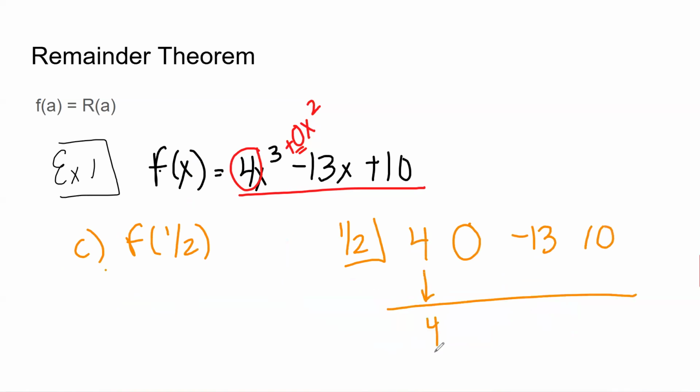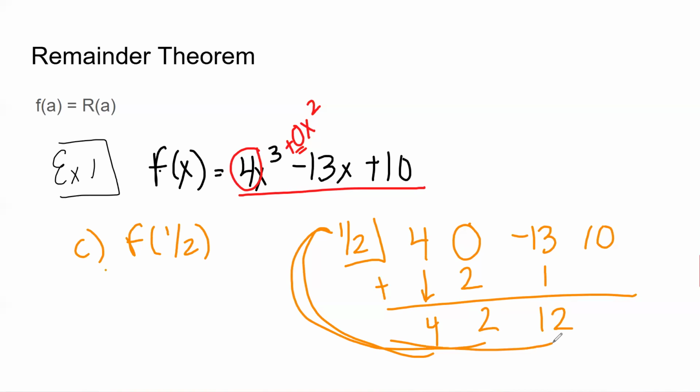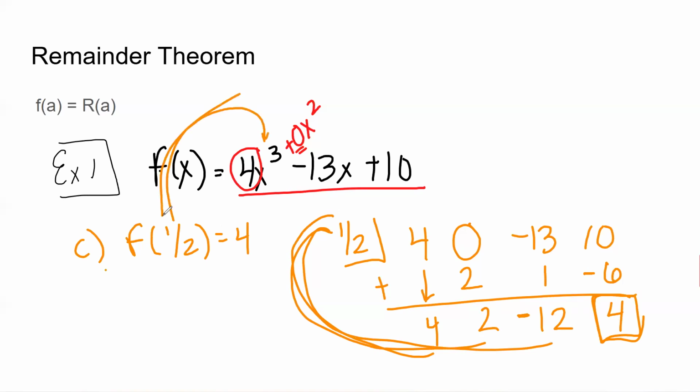Drop down. Half of 4 is 2 and add. Half of 2 is 1 and add. Half of 12 is 5. Oh, nope, 6. Oops, that's negative 12. So negative 6. There we go. 4. Boom. That, to me, is faster and easier than popping in 1/2 here and here. It's doable, but it would be some ugly fractions. So why not avoid those if we can?